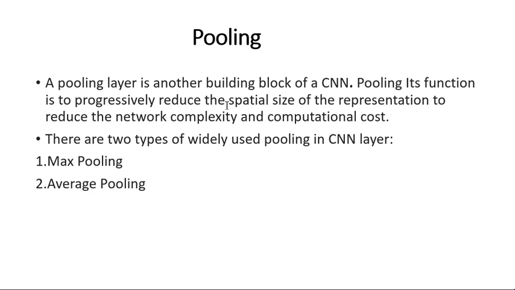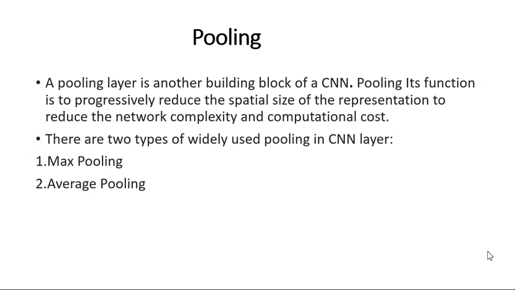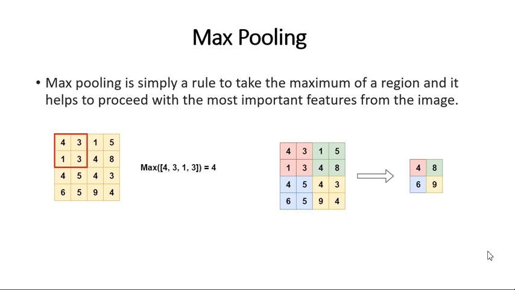Pooling's function is to reduce the spatial size of the representation, to reduce the network complexity and computational cost, as we discussed. Generally, the most widely used poolings are max pooling and average pooling. Look here. For max pooling, we can observe in this diagram that this is the input image, and the kernel is imposed on this image. Now let us see what max pooling is.